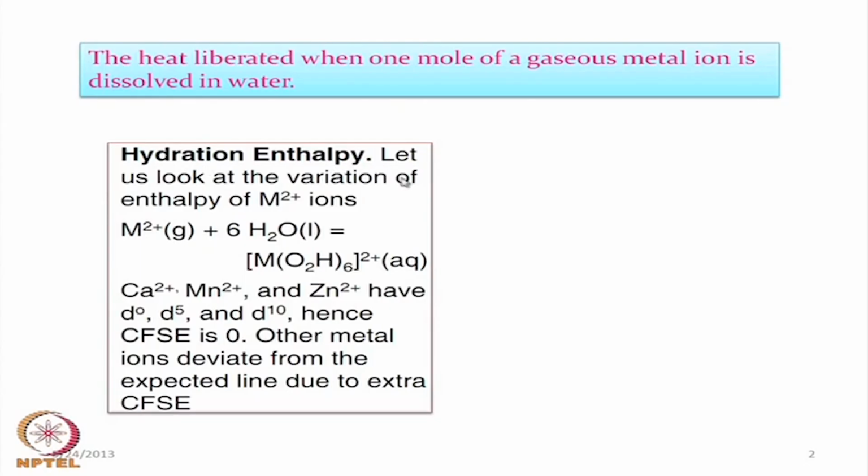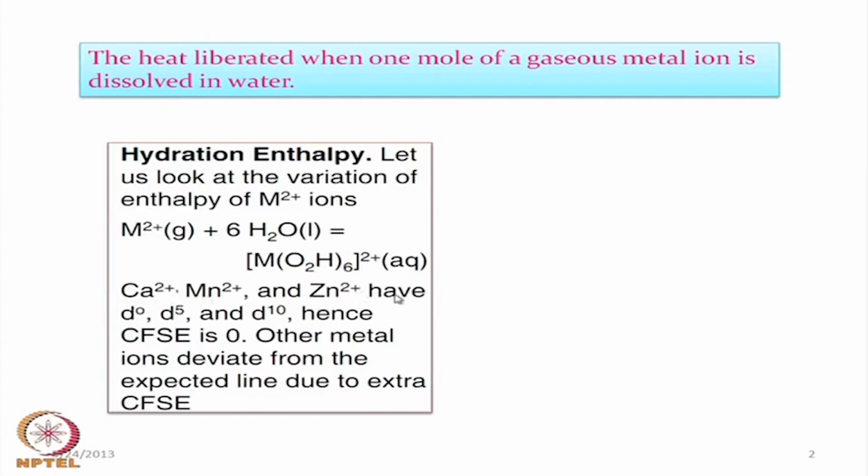in terms of delta H values, in terms of the thermodynamic parameter, we call it the hydration enthalpy. So, if we look at the change in the hydration enthalpy values for the different dipositive metal ions in the first transition series elements, the gaseous M2 plus is reacting with 6 water molecules in the liquid state, giving 6 water molecules connected to the M center, M(H2O)6 2 plus, which is in the aqueous state, that means the aquated metal ion.